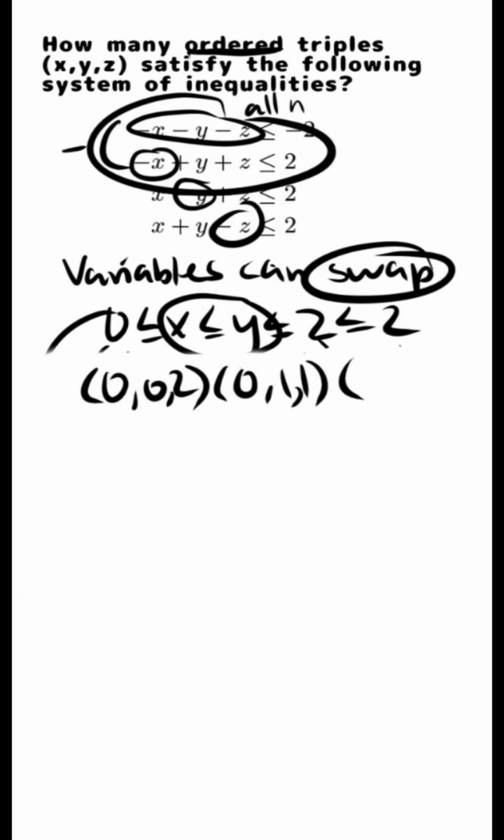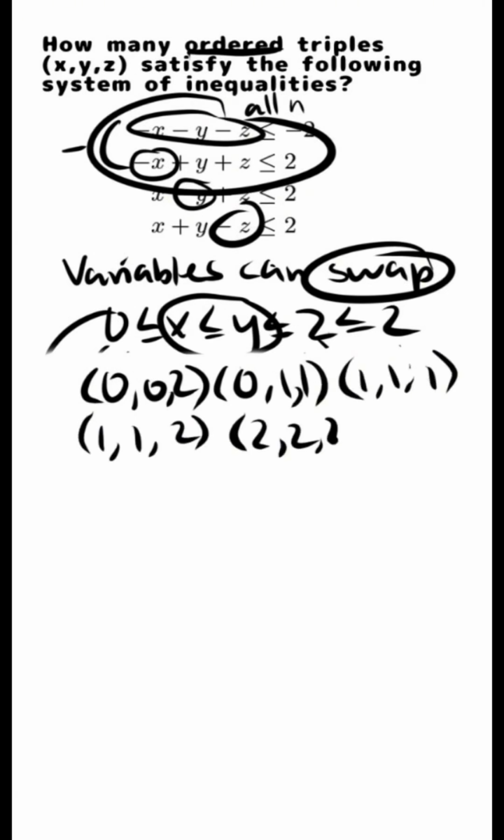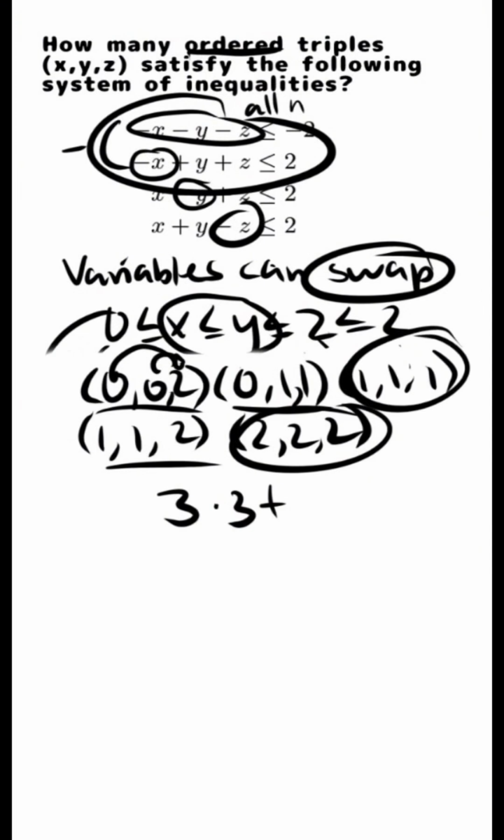Now we need to permute these triples. Some of these have one number different, and this number has 3 spots to be, so there are 3 ways for each of the 3 triples like this, and then there are 2 of them where all numbers are the same, and there's only one way to permute this, and so our answer is 11.